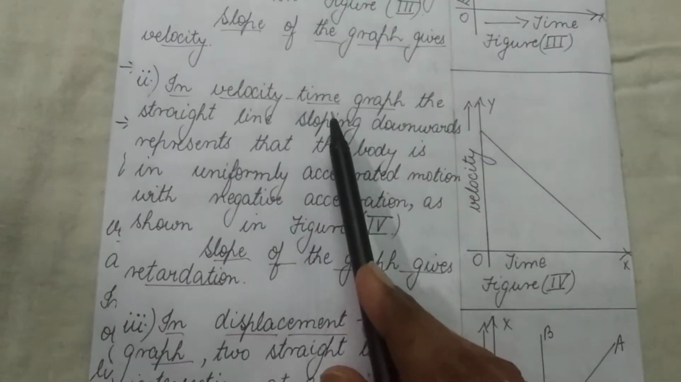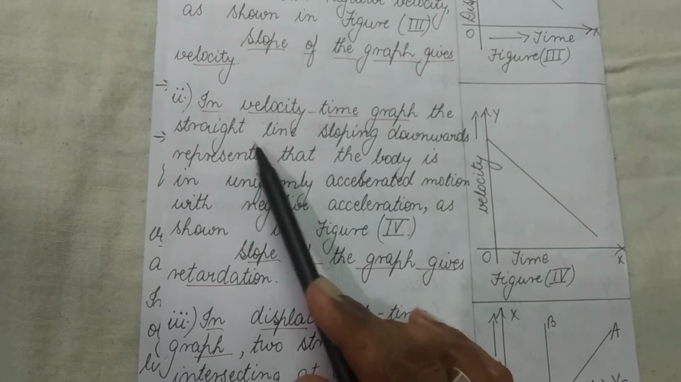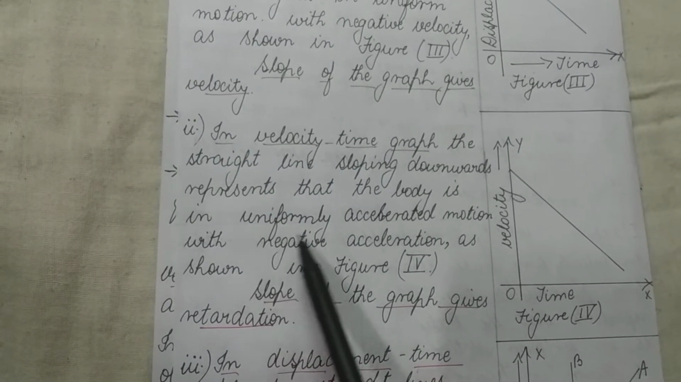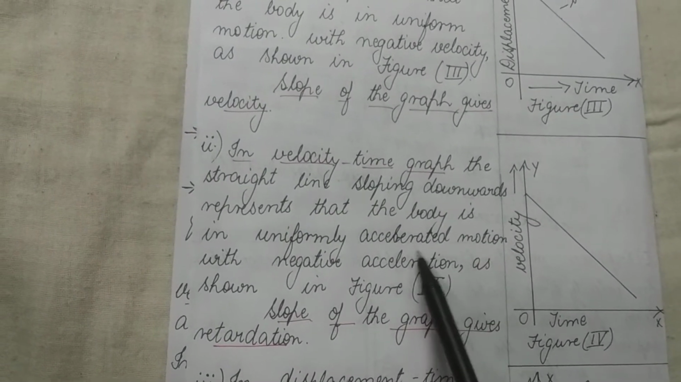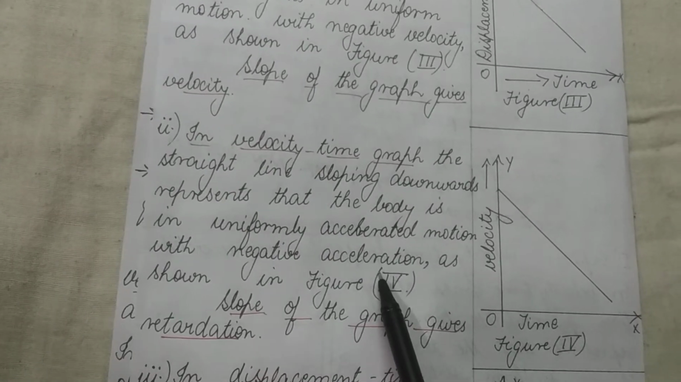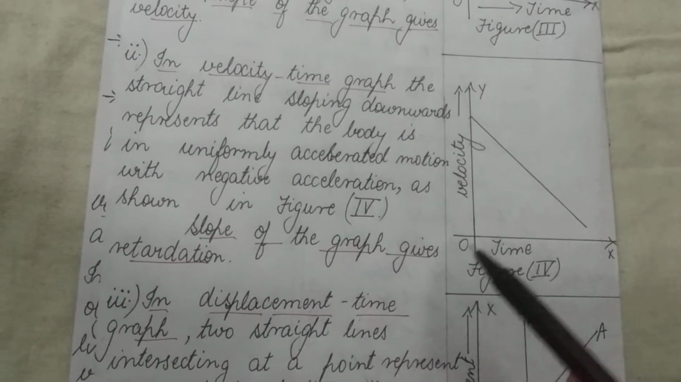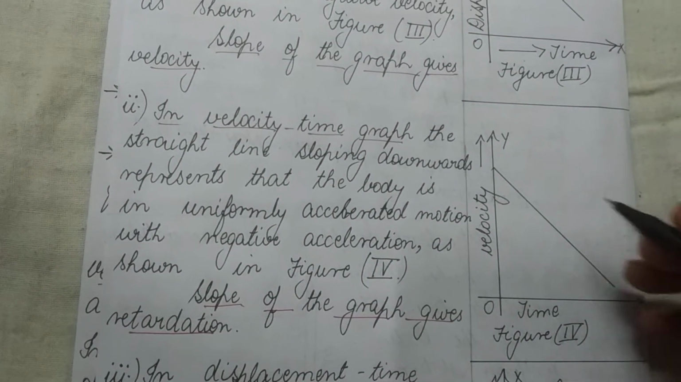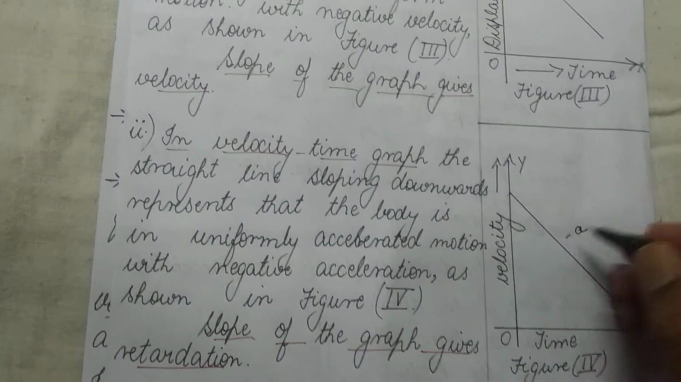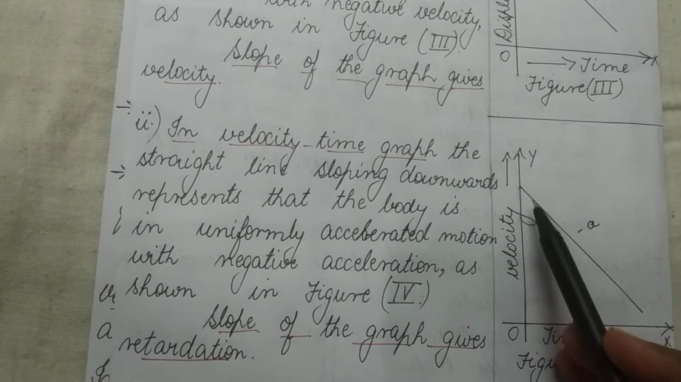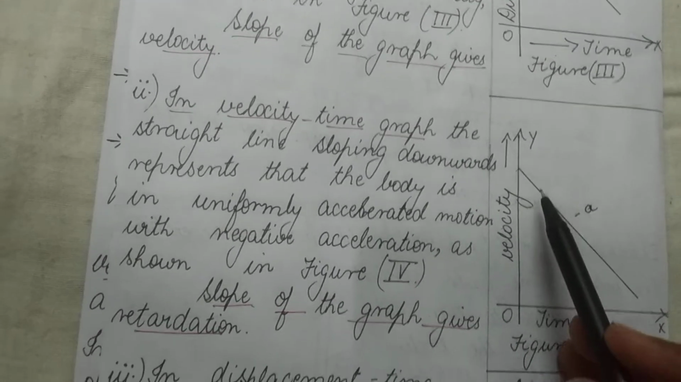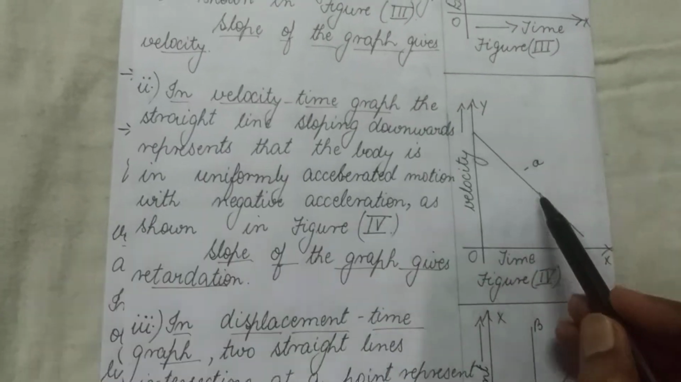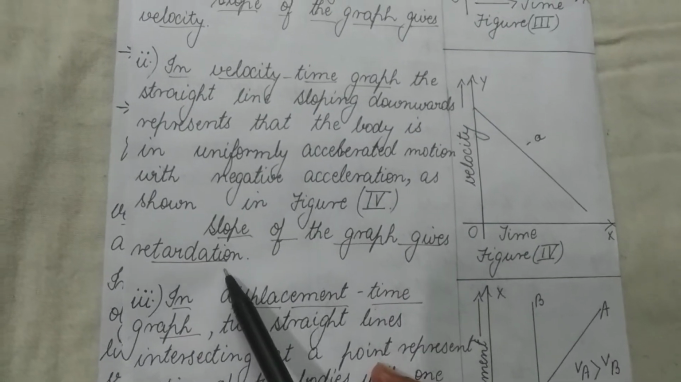Now the third one. In the velocity time graph, a straight line sloping downward represents that the body is in uniformly accelerated motion with negative acceleration, as given in the figure. Velocity is decreasing continuously with time, so it has acceleration. This acceleration is negative, not positive. The acceleration is uniformly decreasing, with the graph going downward. So the slope of the graph gives retardation.